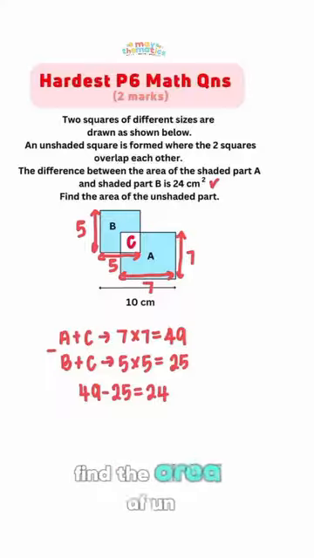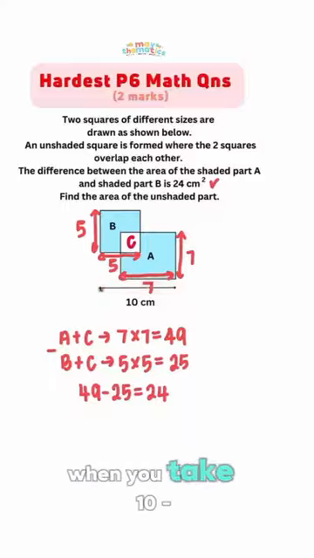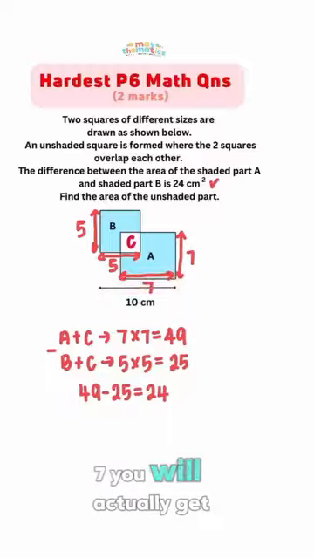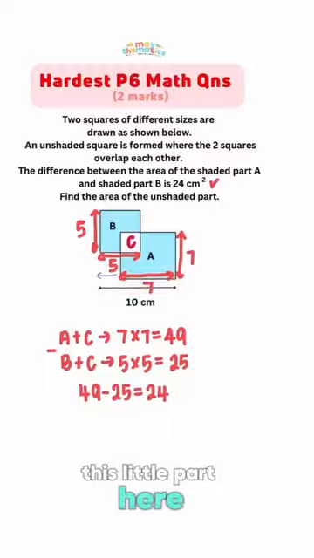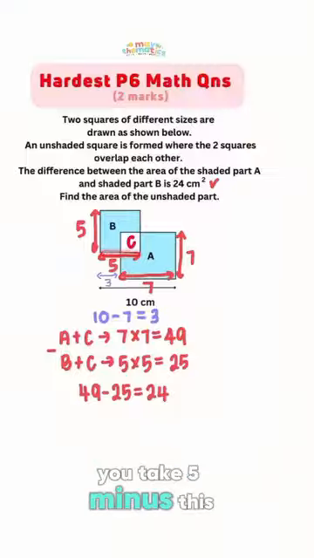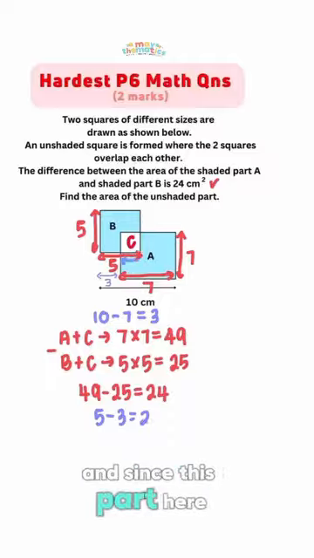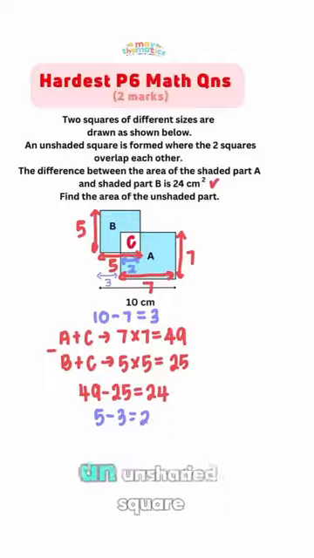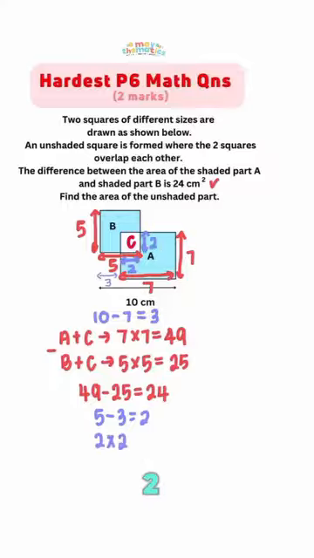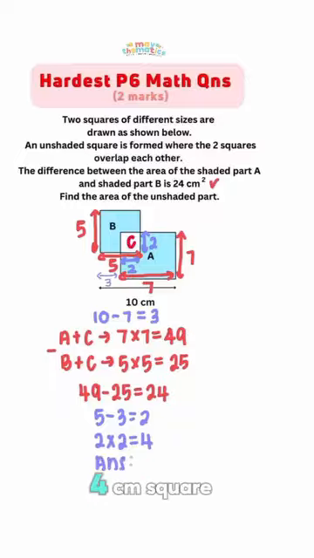Now, to find the area of the unshaded part, I want you to look at 10 and 7. When you take 10 minus 7, you will actually get this little part here, which is 3. And if you take 5 minus this little part here, which is 3, you will get 2. Since this part here is 2, and this is an unshaded square, we will take 2 times 2 to find the area of this unshaded square, and we will get the answer, which is 4 cm square.